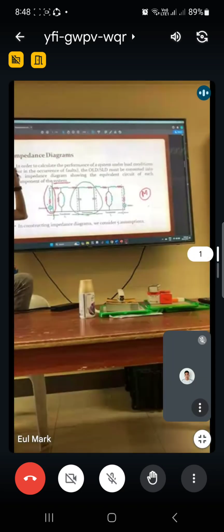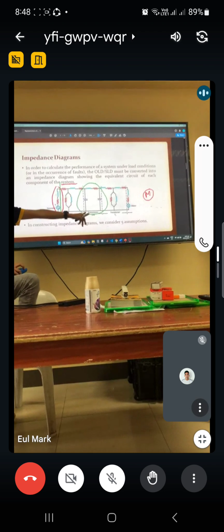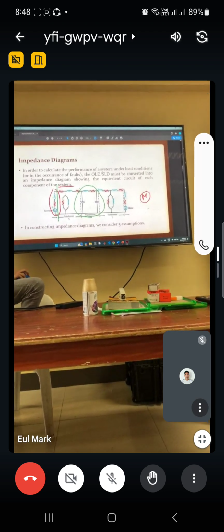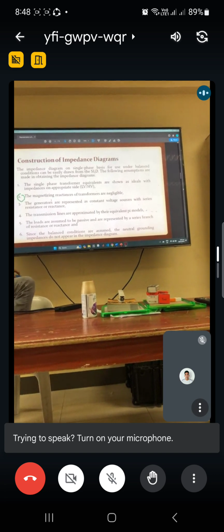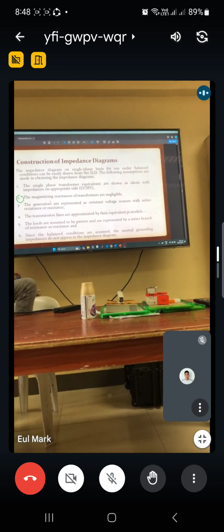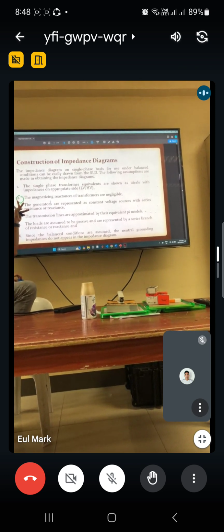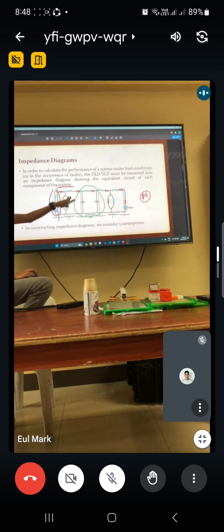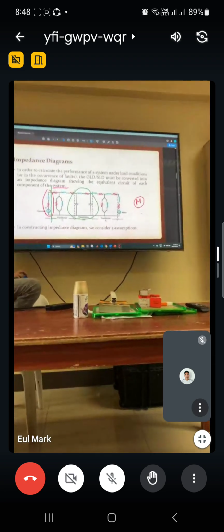Drawing the impedance diagram, it should be represented as an equivalent pi circuit. Okay? And number 2: the magnetizing reactances of the transformers are negligible. Actually, number 2 is here for an impedance diagram. Normally the magnetizing reactance is included in the circuit.